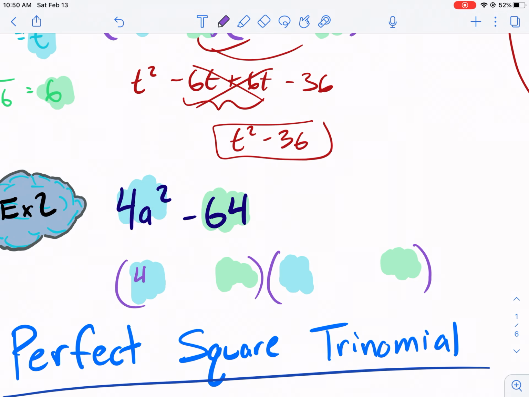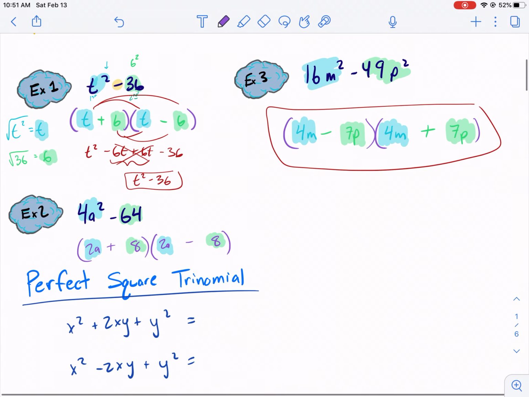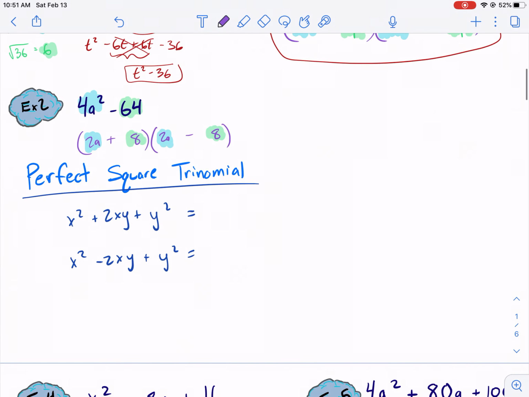Beforehand, so we have 4a, 2a, 8, 8. Make one positive, one negative, and there you go. Okay, that's all there is to difference of squares. Recognizing it, I think, is the tough part.